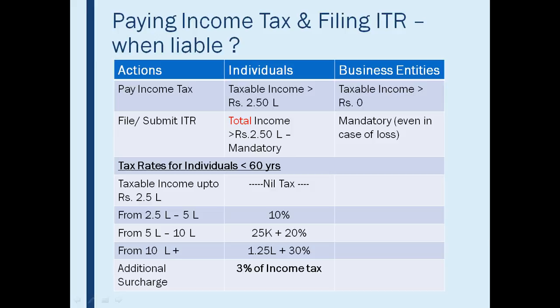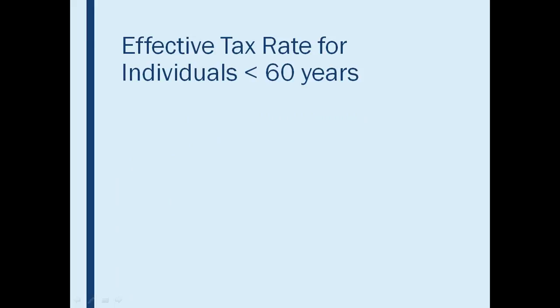Now if your total income is more than 10 lakhs, then you need to pay the tax up to 10 lakhs for the entire thing, that is 1.25 lakhs plus 30% of extra income over 10 lakhs. So that is how, very broadly, the income tax is structured. And what is the impact of this? So let's just take some hypothetical example and see what is my income tax amount.